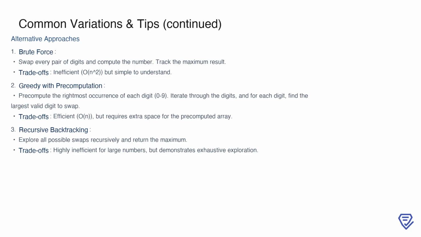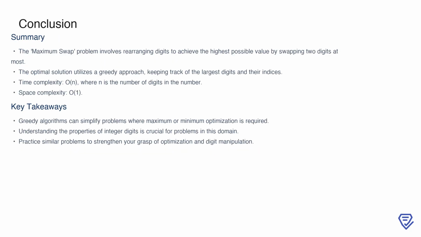Lastly, recursive backtracking explores all possible swaps exhaustively to find the maximum result. While this demonstrates exhaustive exploration, it is highly inefficient for larger numbers and not practical for most scenarios. Each method offers unique insights into problem solving, but the greedy approach strikes the best balance between efficiency and simplicity. To wrap up, we applied a greedy approach to solve the maximum swap problem, optimizing the placement of digits for the highest value. We learned about time and space complexity, key takeaways, and related concepts.